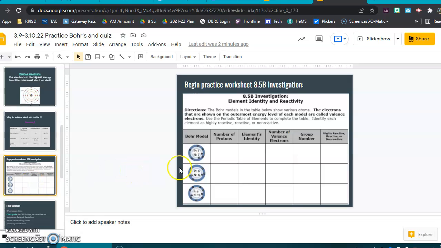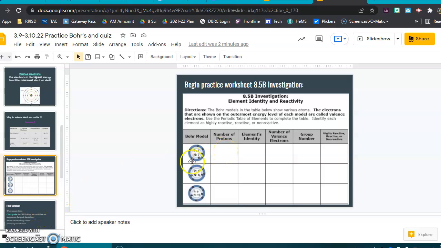All right, so in class today, we worked on this worksheet, investigating element identity and reactivity. I'd like you to take a try at this, maybe on some paper, you can just copy this little chart down, just to see that you have this. And we worked on that for a while today. So, and I'll give you an example here.